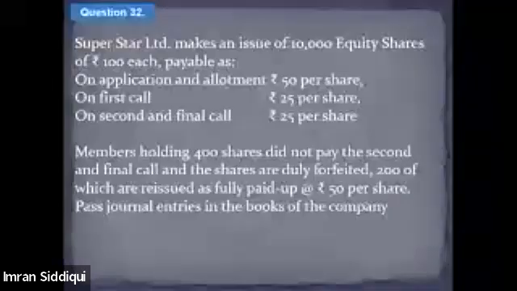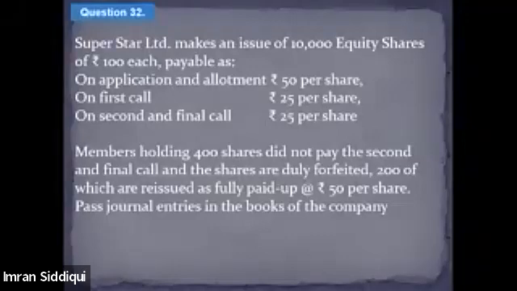So, the question does not specifically mention the entries. That means we need to pass the journal entries starting from the issue of shares, along with the application, first call, final call, everything, and then we will also pass the journal entry for the forfeiture of shares and then also for the reissue of shares. All right, everyone, I hope this is clear to all of you. Yes, sir.